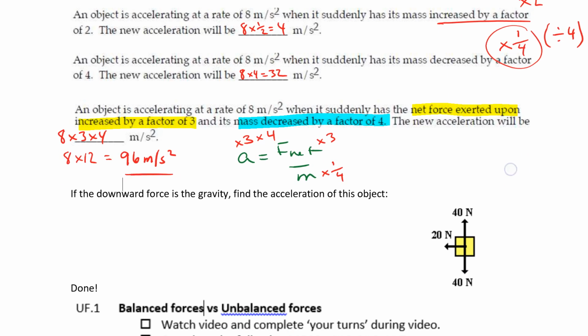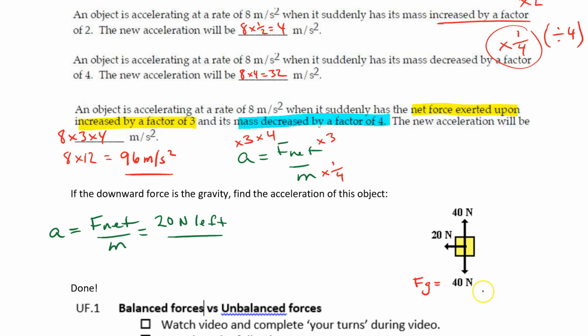I got one more example here. It says if the downward force is gravity, Fg is equal to 40 newtons, find the acceleration of the object. Okay, so the acceleration, back to green: acceleration is going to be F net divided by its mass. Looking at it, the F net is 20 newtons left, all divided by its mass. I guess we have to figure out its mass.